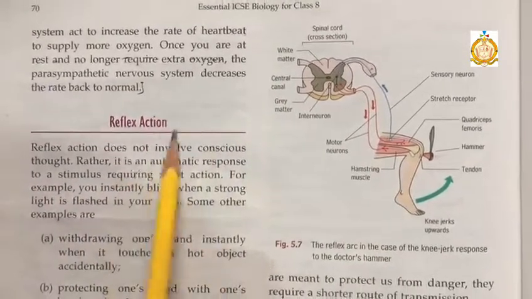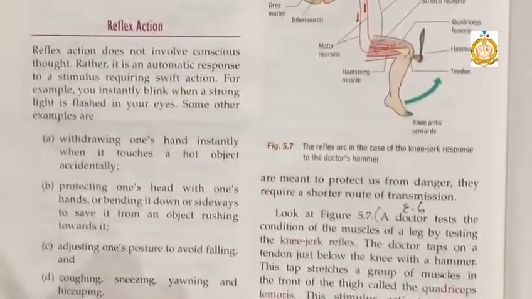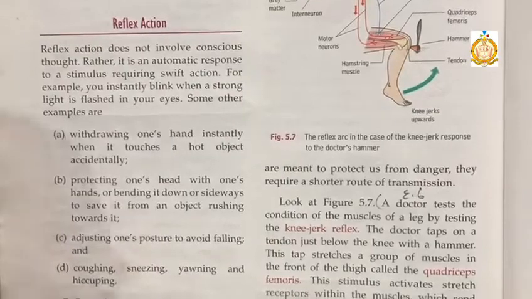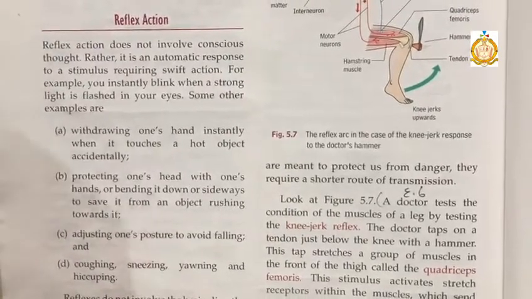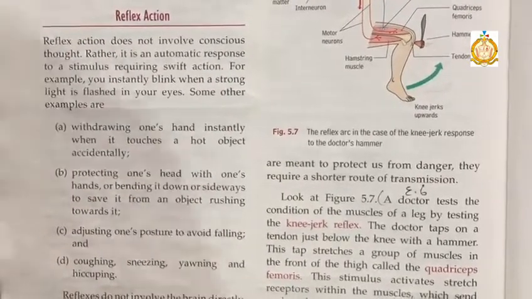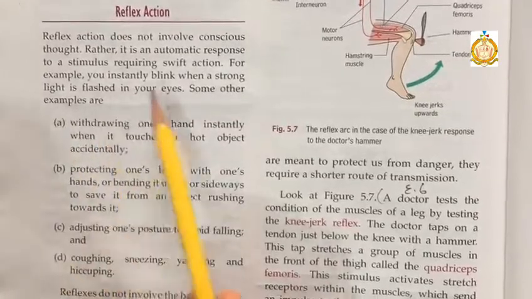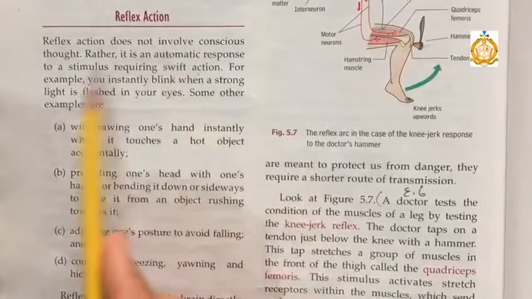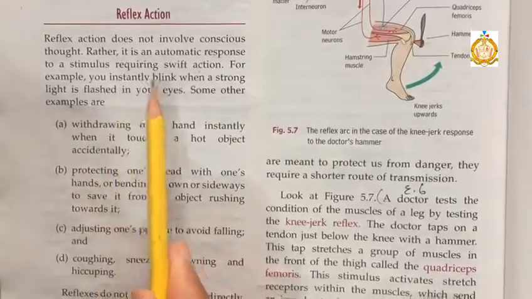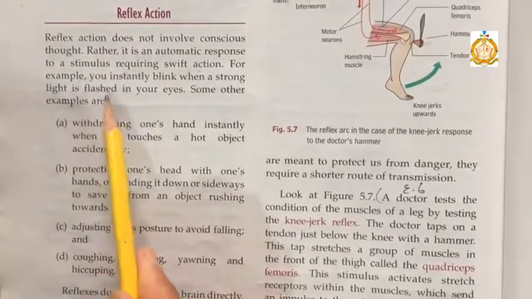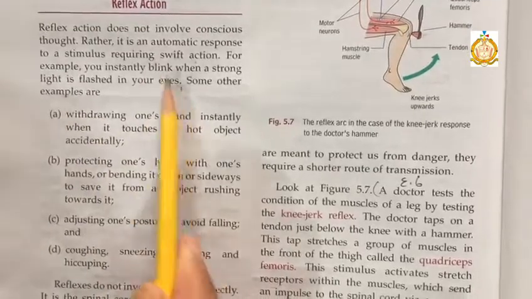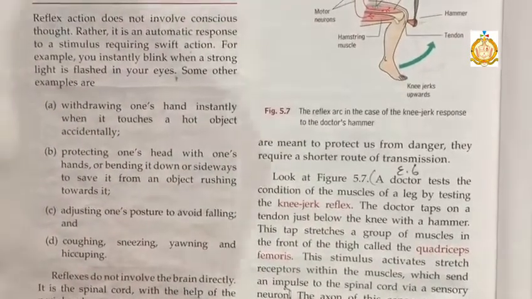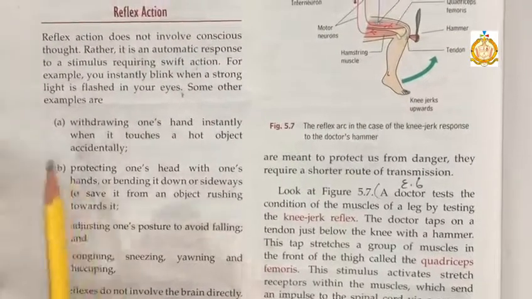Next is reflex action. Now what do you mean by reflex action? The immediate action, or the action that does not involve conscious thought, that comes unconsciously. Rather, it is an autonomic response to a stimulus requiring swift action. For example, you instantly blink when a strong light is flashed in your eyes, and when you touch a hot iron, you react immediately, so that is also a reflex action.